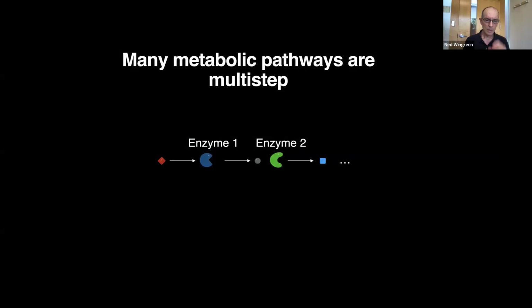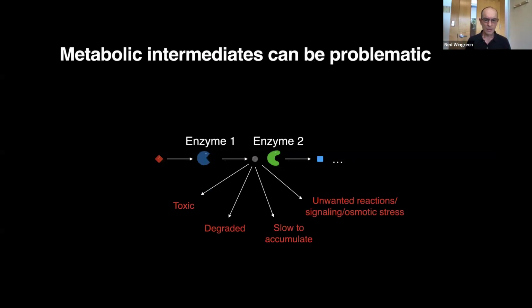Let me start with motivation: many metabolic pathways are multi-step. Schematically, you have a substrate, enzyme 1 turns it into an intermediate, enzyme 2 turns it into something else, and eventually down the way you get the product that you're actually interested in, amino acids, nucleotides, what have you. That seems fine, but then a consideration is that sometimes these intermediates can be problematic. Maybe in some cases they're toxic, sometimes they're unstable, can be degraded. They might be slow to accumulate.